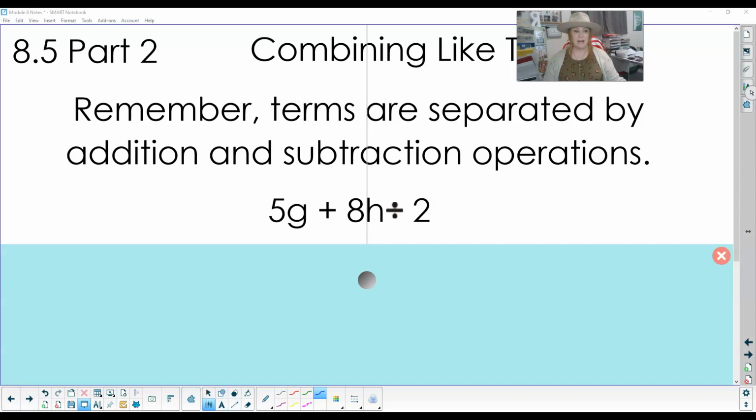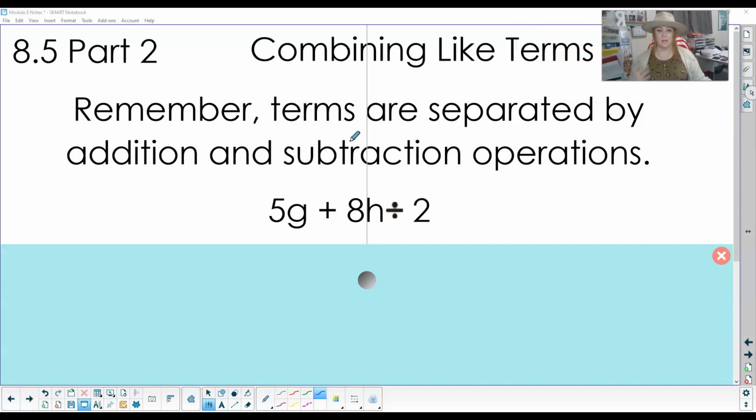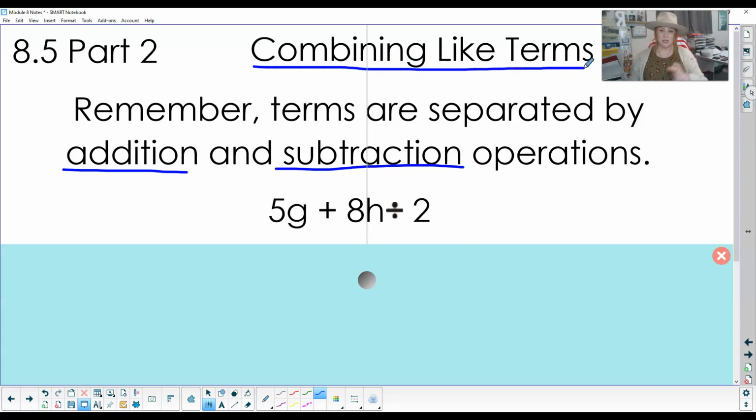So if you remember back from a few lessons ago, we talked about terms, and terms are always separated by addition and subtraction operations. Multiplication is a group, divisions are groups. We're only looking for those addition and subtraction signs to break things up. So we're going to talk about combining like terms.